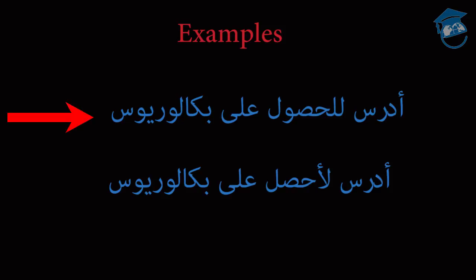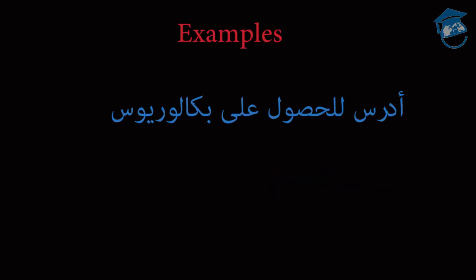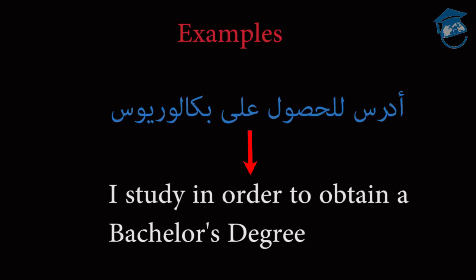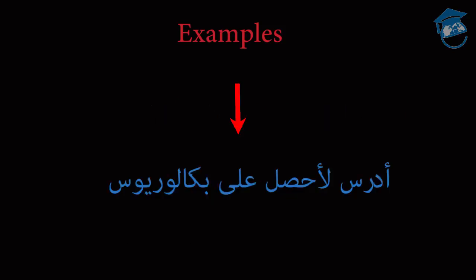Adrusu lil-hasul ala baccalaureus. In the first sentence, you're using the masdar. I study in order to obtain a bachelor's degree. In the second sentence, you're saying the same thing, but this time, instead of using the masdar, you're using the present tense verb. Adrusu li asalu ala baccalaureus.